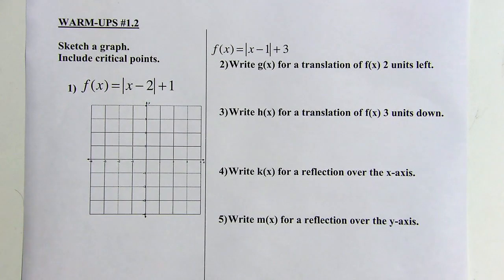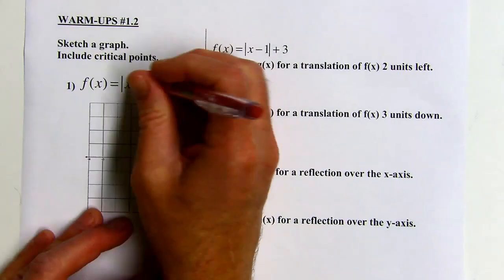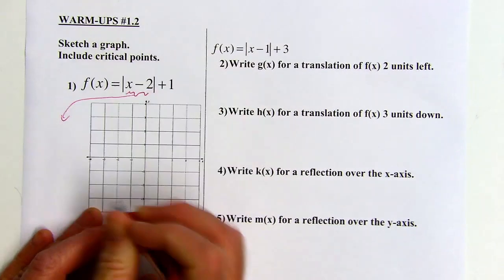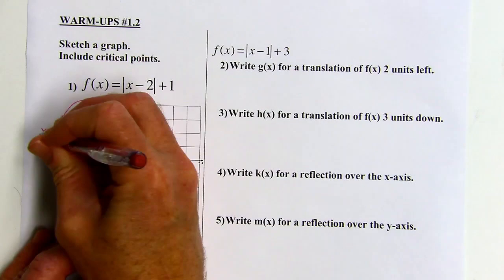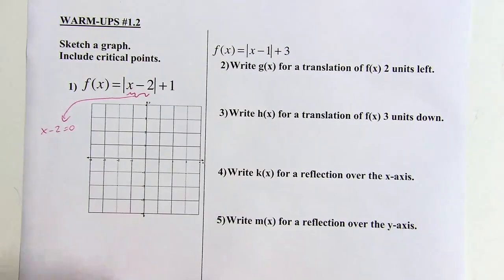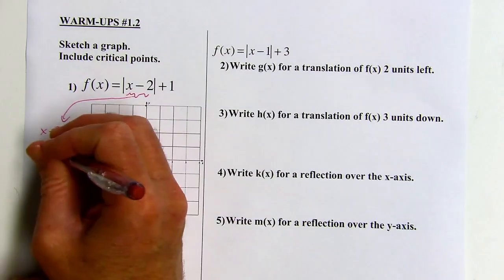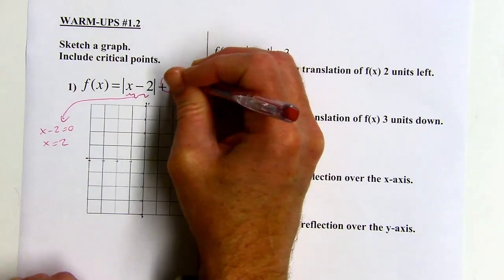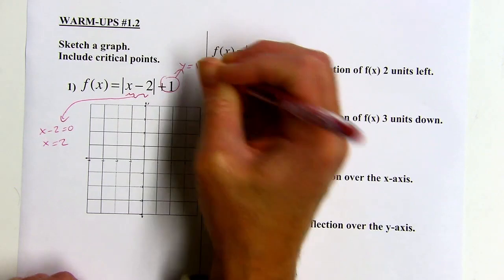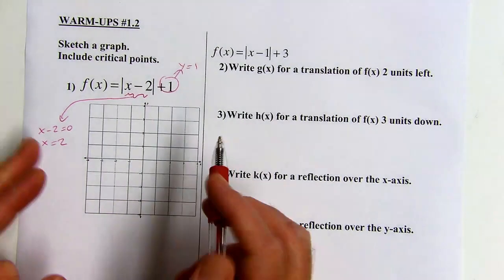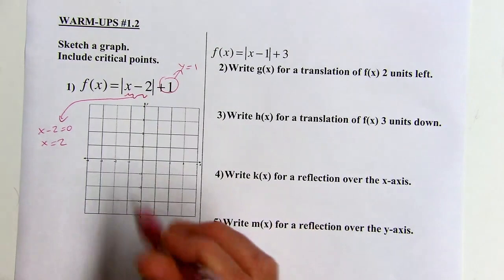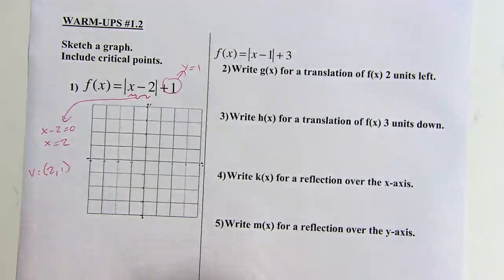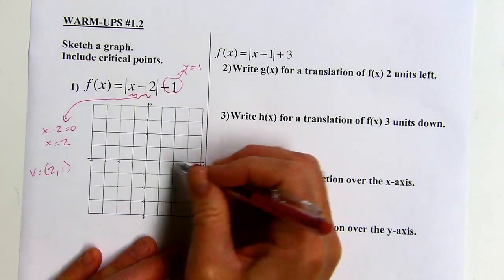So first thing I want to do is find the vertex. And for the vertex, I'm going to get the x-coordinate by taking everything inside of the absolute value function and setting it equal to 0. Okay? And then I'm going to solve that for x by adding 2 to both sides. So x is going to equal 2. All right, and then this is going to be the y. Whatever is added or subtracted at the end is going to be the y value of the vertex. So my vertex is going to be the point (2, 1). Okay, so I'm going to plot (2, 1). So 2 to the right, 1 up.